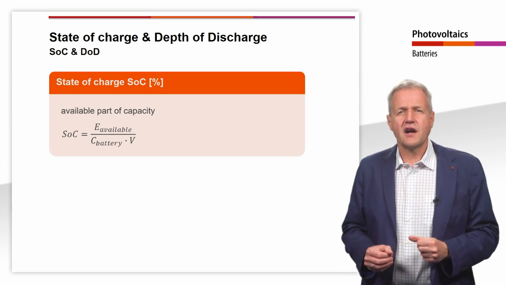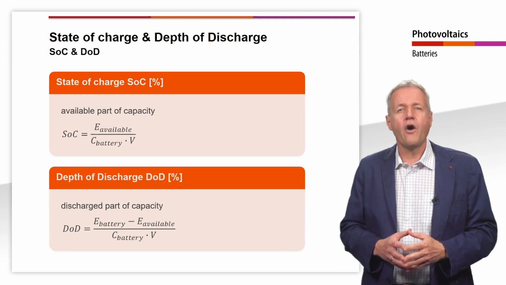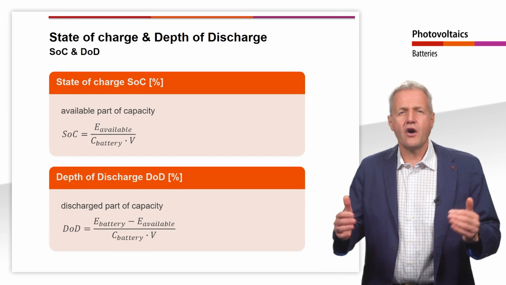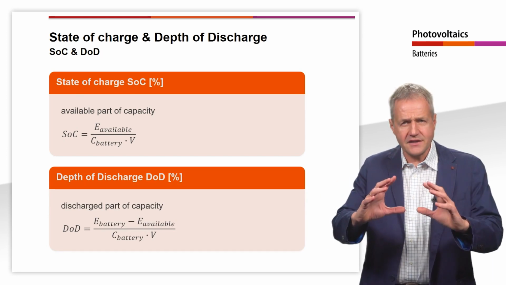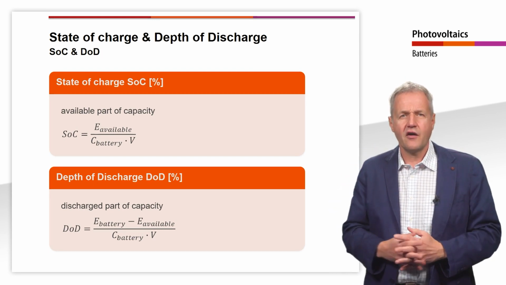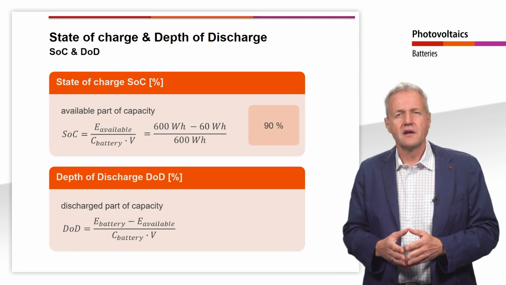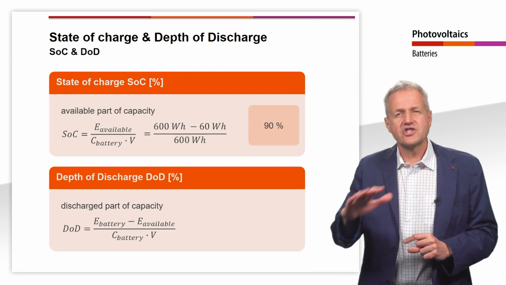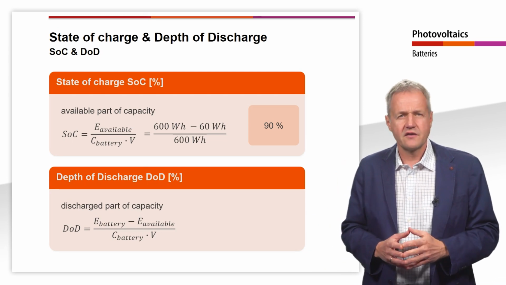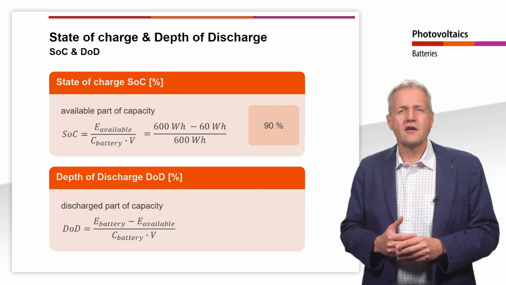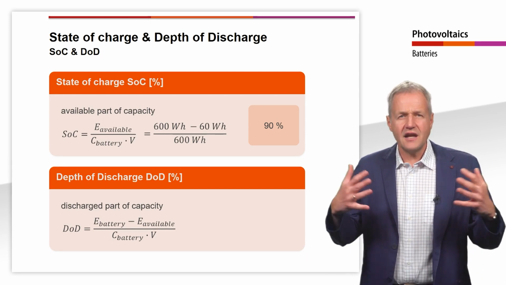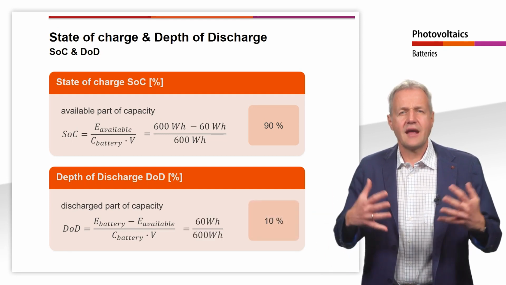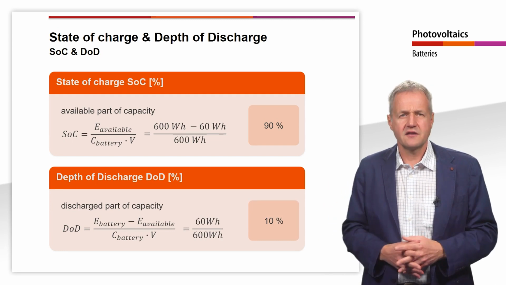Instead of the state of charge, the depth of discharge, or DOD, is often used. It corresponds to the ratio of the amount of energy already extracted to the maximum energy capacity of the battery. A short example: a battery with an initial capacity of 600 watt hours is discharged by 60 watt hours. So 10% of the energy is removed. The state of charge of the battery is still 90% in this case. The depth of discharge is 10%.